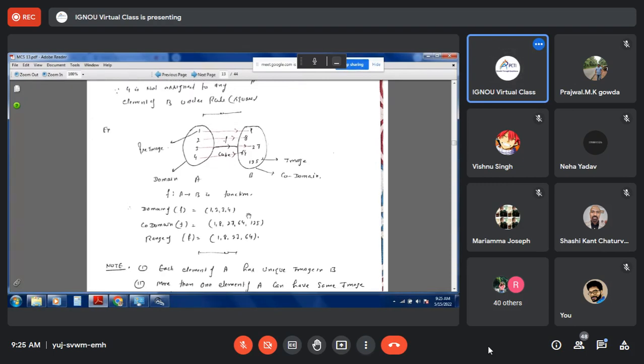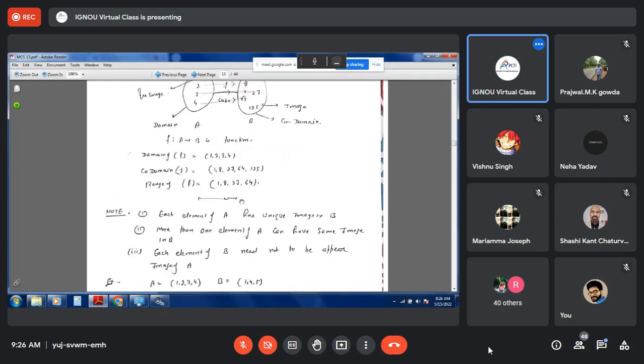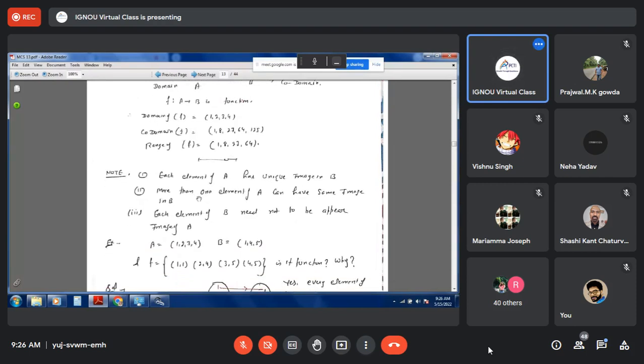But two elements of this A can be assigned to the single element of B. In this case, we cannot assign it. We will see some other example. More than one element of A can have the same image in B. It means more than one pre-image can have the same image. As we discussed in the examples above, this second property is not possible in those examples. We will discuss it after this.